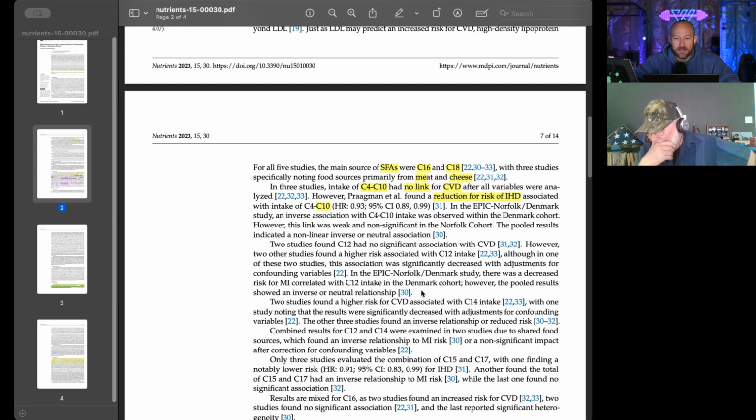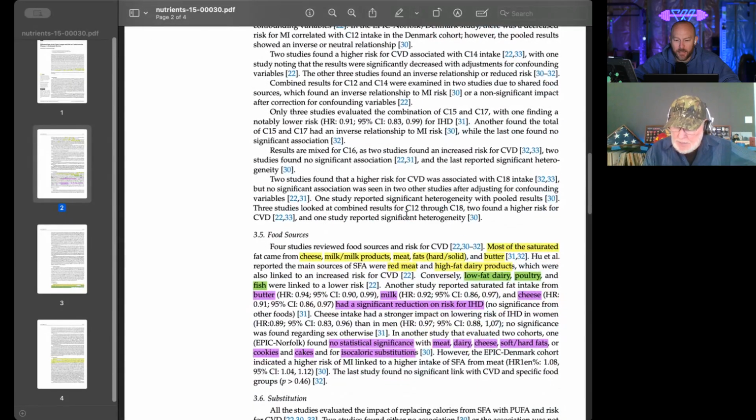All right, so yeah, the main sources of these saturated fatty acids were the carbon-16 and the carbon-18, the palmitic acid and the stearic acid. In most of the studies in this review, 3 of the studies, carbon-4 to carbon-10 had no link to cardiovascular disease. And there was even a reduction of risk for ischemic heart disease found for those in the Pragman et al. study here.